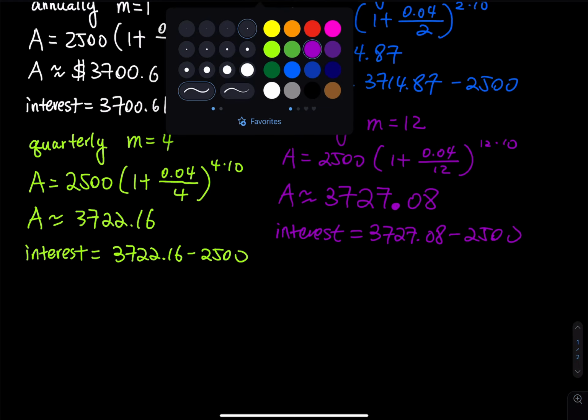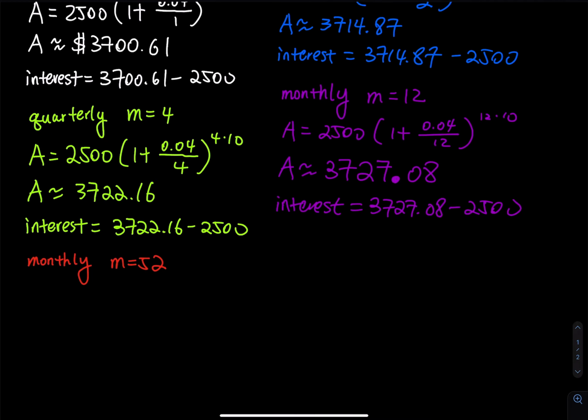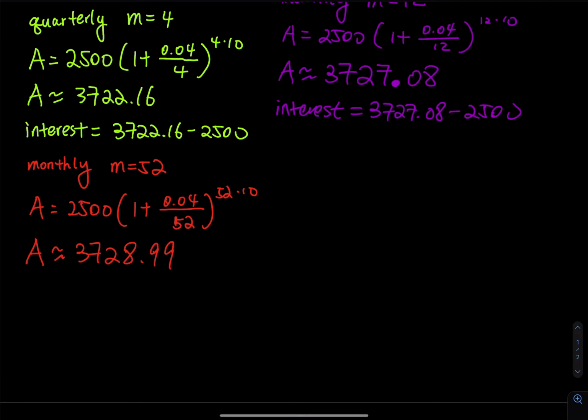Which color should I use? Let's use red. So for weekly, we let M equals to 52. There are 52 weeks in 1 year. So A is equals to 2500, and then 1 plus the interest rate divided by 52 weeks, and then we raise to 52 times 10. So this one I have approximately equals to 3728.99. Let me make sure I got this right.